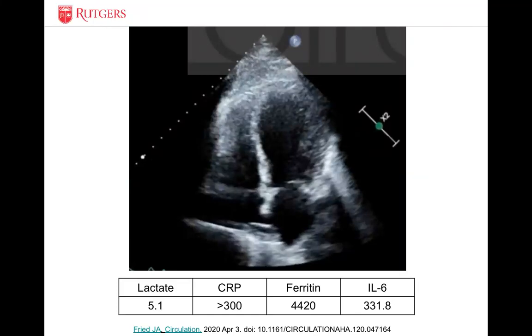So this is an important distinction between the two. One was due to viral myocarditis. The second was an actual septic cardiomyopathy. It's a little bit difficult to determine what the difference is, and obviously you'll be consulting cardiology at this point.